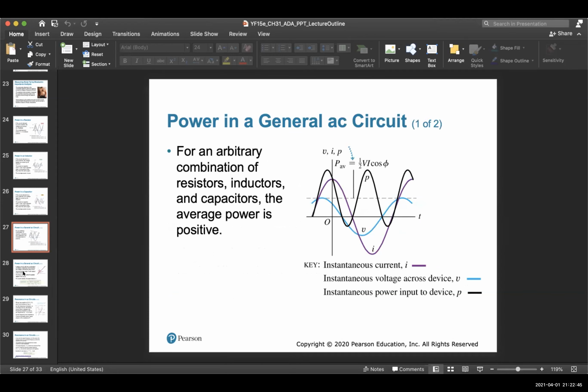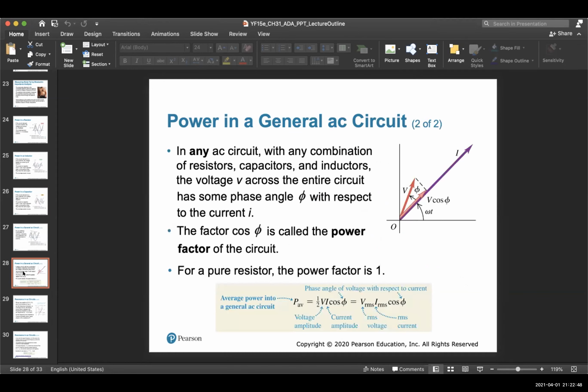Average power is positive, and here's our relationship for it. We're going to find it with the RMS voltage, current, and there again, that cosine of the phase angle between the current and the voltage, called the power factor.